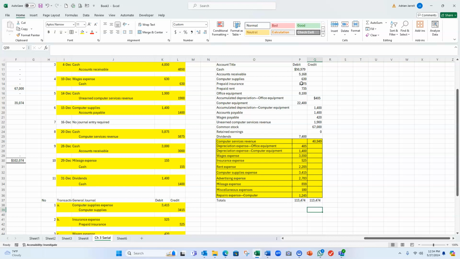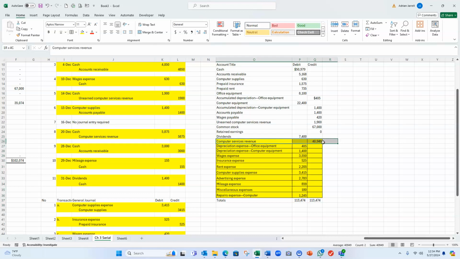You notice that all the assets have debit balances. The contra assets, these two, accumulated depreciation, have credit balances. The payables have credit balances. That's 3 of them: accounts payable, wages payable, and unearned revenue. Common stock has a credit balance. Retained earnings should have a credit balance, but doesn't have a balance at all. Dividends will have a debit balance. Revenues will have a credit balance, and all the expenses will have debit balances.